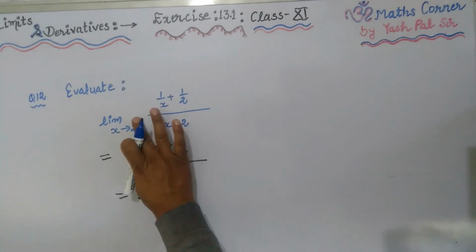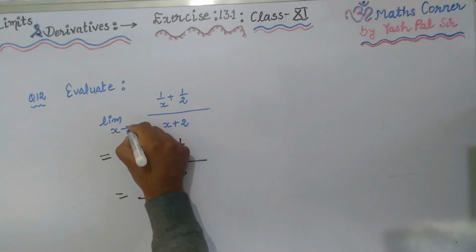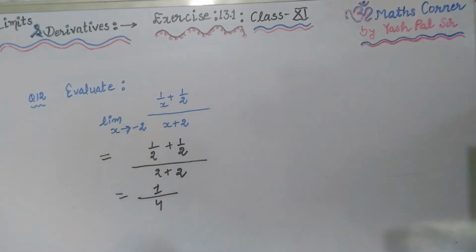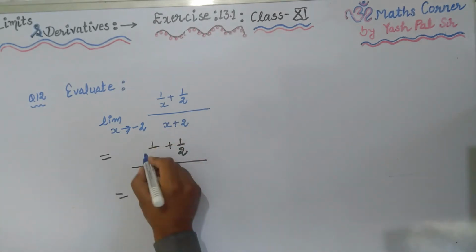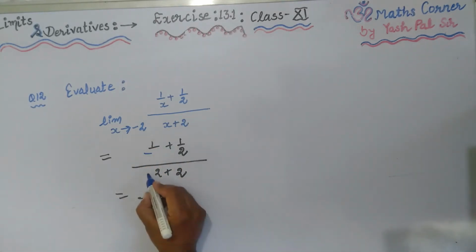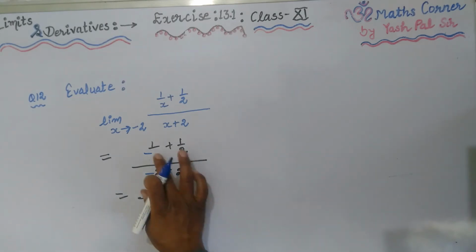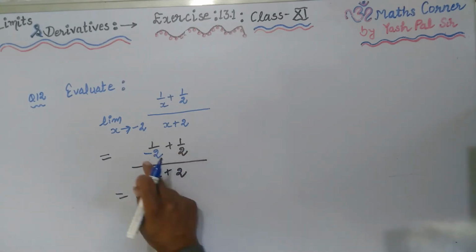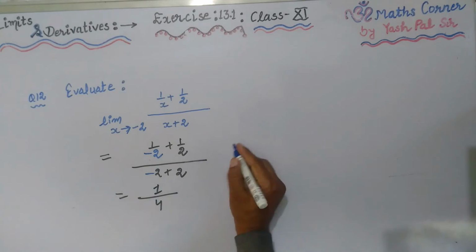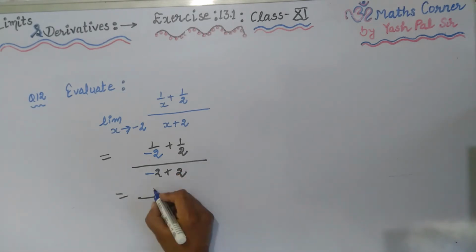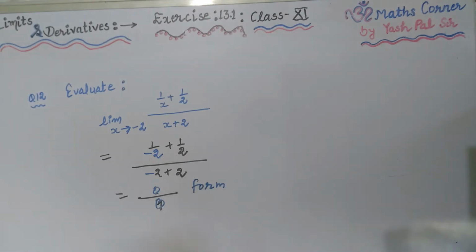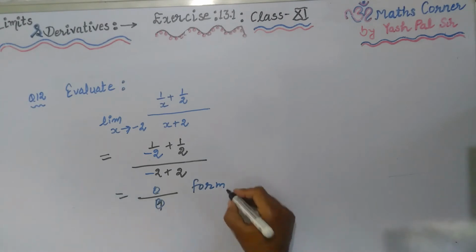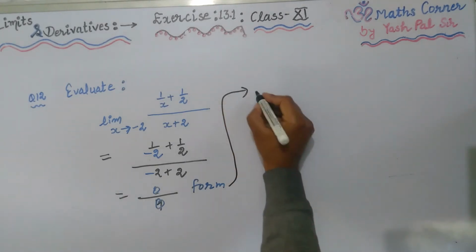Next question now. By mistake I have taken 2 as the limit. The question is x approaches to minus 2. So what happens? This is now 1 upon minus 2, right? So here also minus 2. So this way minus 1 upon 2 plus 1 upon 2, 0 upon 0 form. Okay, this is 0 upon 0 form. So what is the meaning of this? Direct substitution is not allowed.